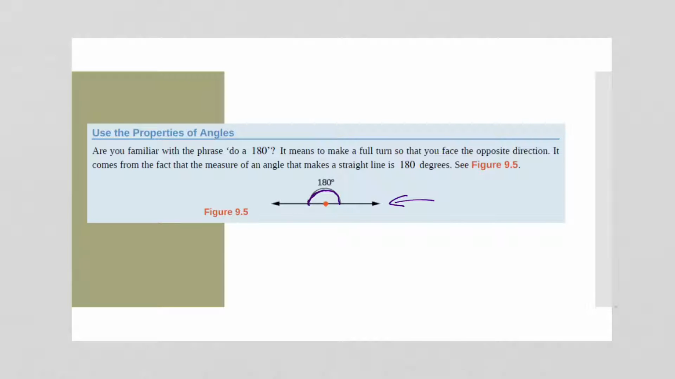If I were to go all the way around the other way, you'd have another 180 degrees, which would be a circle. So circles, which we're not really working with in this section, are 360 degrees and lines are 180 degrees.